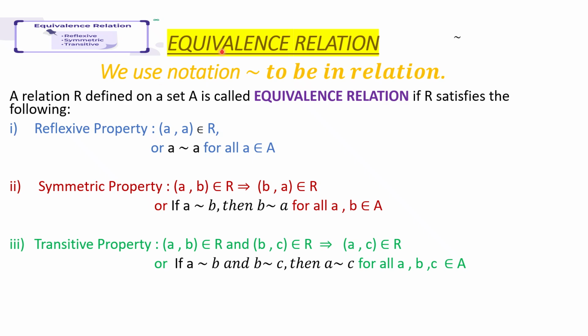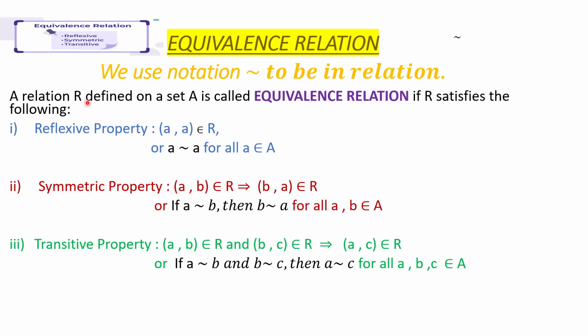Let us discuss the equivalence relation, an important concept in class 12th. Relation we are already aware of, and we know this is the symbol for the relation. Now, an equivalence relation is that type of relation which satisfies the three properties of reflexive, symmetric, and transitive. We will discuss them one by one.